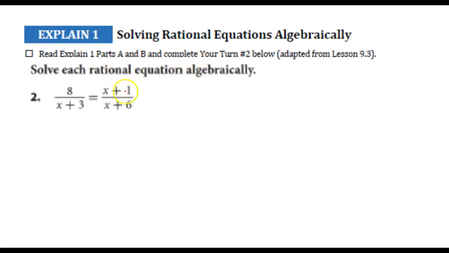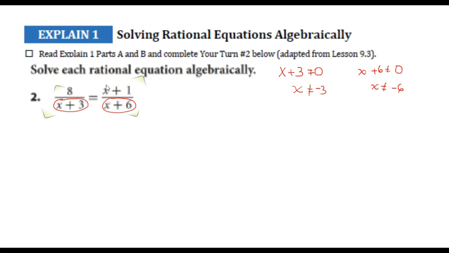This is back in your packet. So what we did to solve each rational equation algebraically: first thing I want to do is just identify what x can't be, which it looks like x plus 3 cannot be equal to 0, and x plus 6 cannot be equal to 0. So it looks like x cannot be -3 and x cannot be -6. If that was the case, then that means this has no solution. But let's see if that's the case, okay?